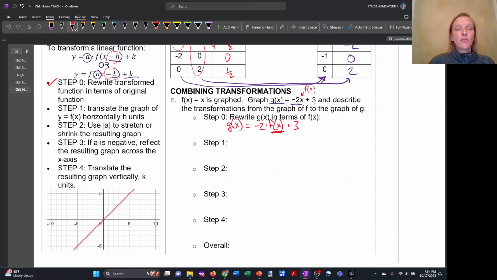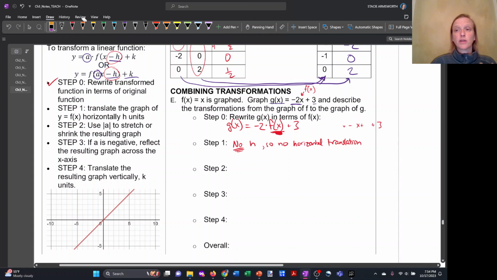Well, notice here there's no change to the input value. My input value is still x. Therefore, in this example, there is no h value. So there is no horizontal translation, because there's nothing being added to the x. If my equation looked like -2 times f of x plus 3, that would require a horizontal translation.